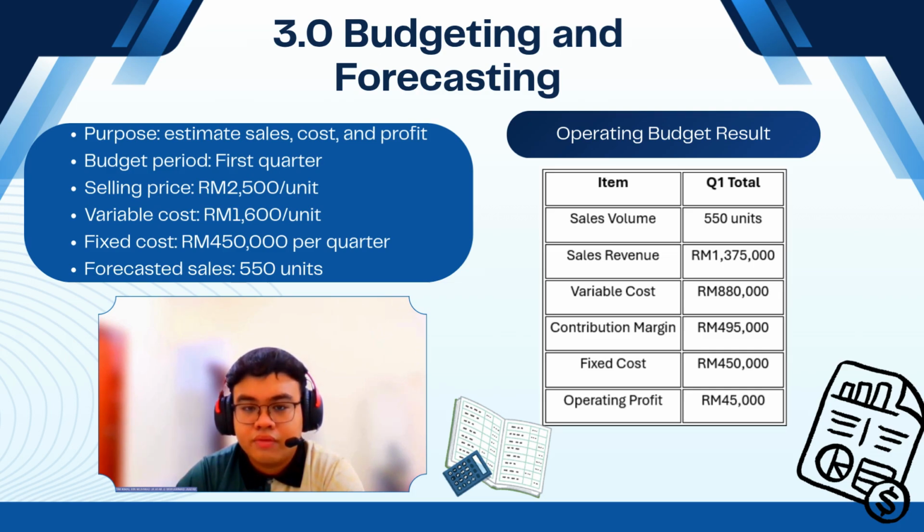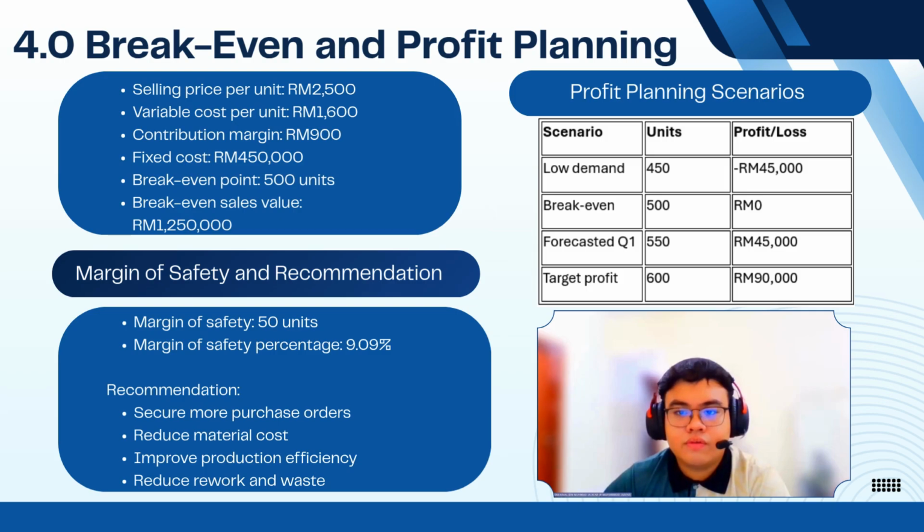customer orders carefully. For section 4.0, which is break-even and profit planning, break-even analysis is used to identify the minimum number of units Inotech must sell to cover all costs. The contribution margin per unit is calculated by subtracting variable costs from selling price. So 2,500 minus 1,600 gives 900.